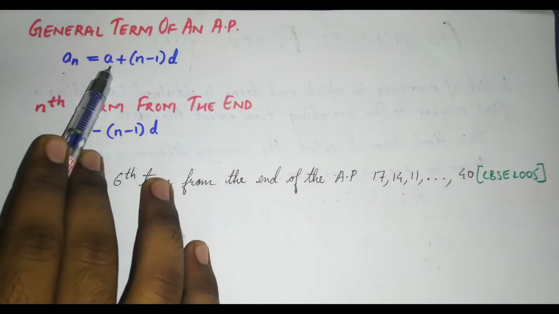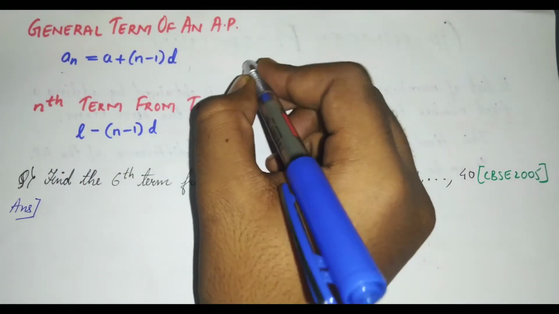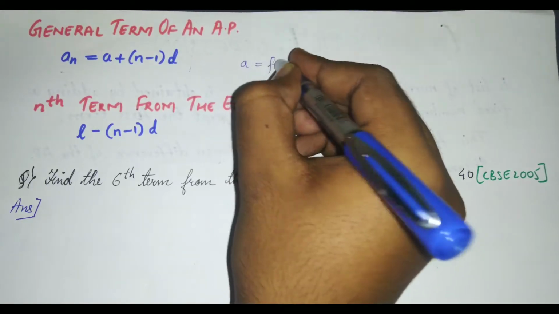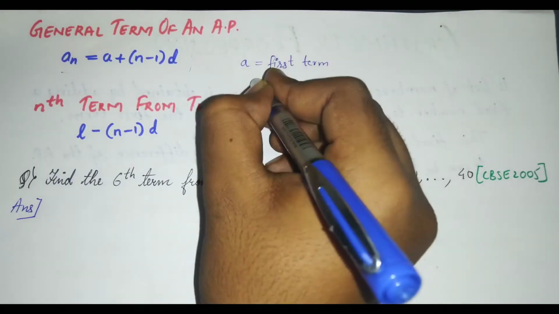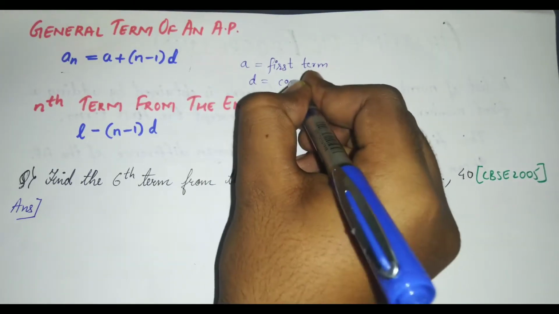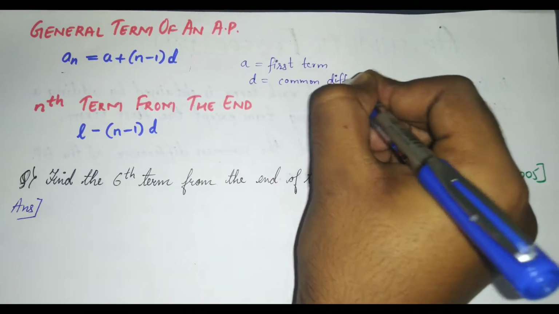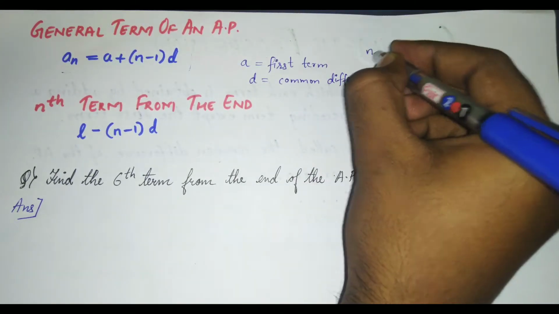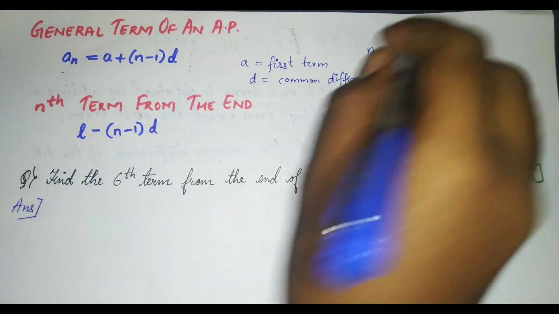An is equal to a plus n minus 1 into d, where a is nothing but the first term, right? And what about d? d is nothing but the common difference that we have already discussed. And what about n? n is nothing but the term we can say.